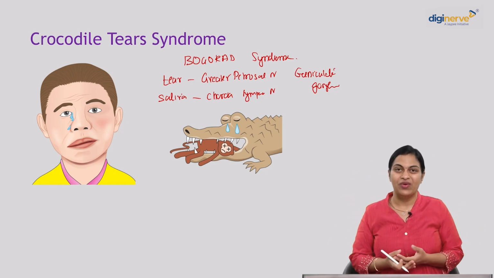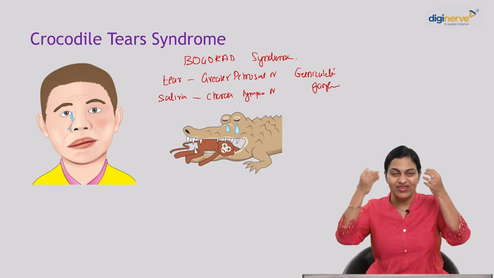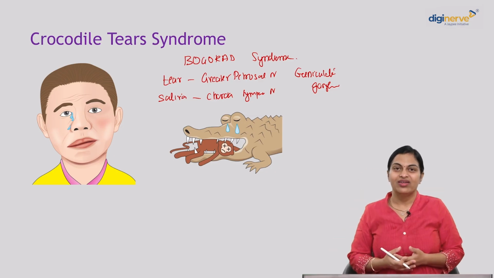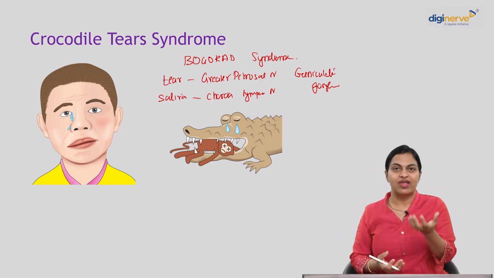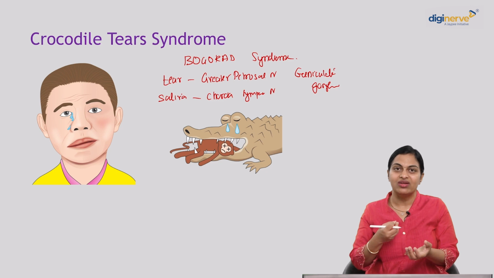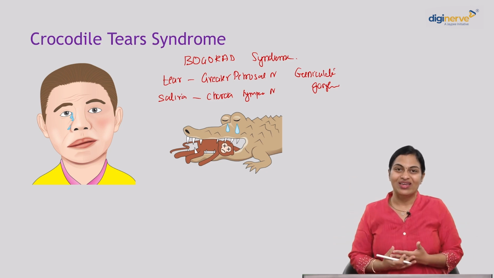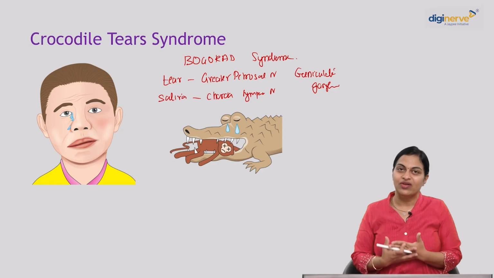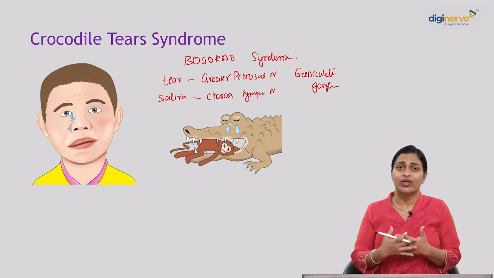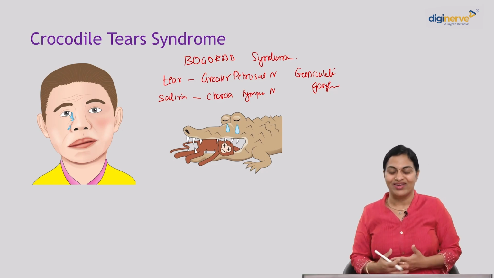tear production. Okay. Imagine eating curd rice with a lot of tears running in your eye. Yes, even a food that is kept in front of you while you eat it, the salivation. At the same time, tears running down the eye due to injury of the facial nerve proximal to the geniculate ganglion. It's called the Bogorad syndrome or the crocodile tear syndrome.